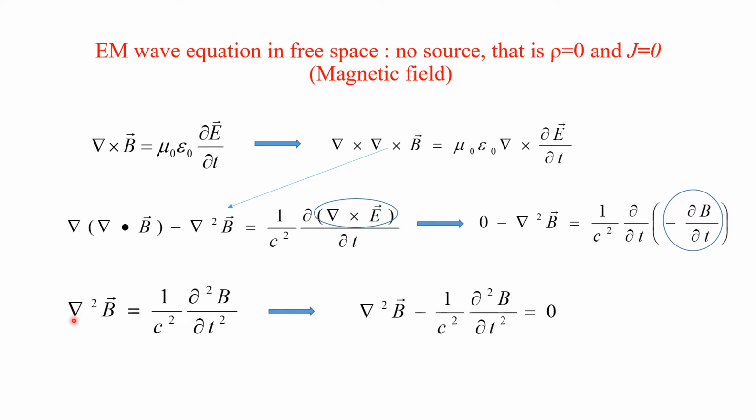That is, del squared B is equal to 1 over c squared delta squared B over delta t squared. Or you can rearrange this in this form: del squared B minus 1 over c squared delta squared B over delta t squared is equal to 0. This is exactly the same wave equation what we got in the case of electric field.